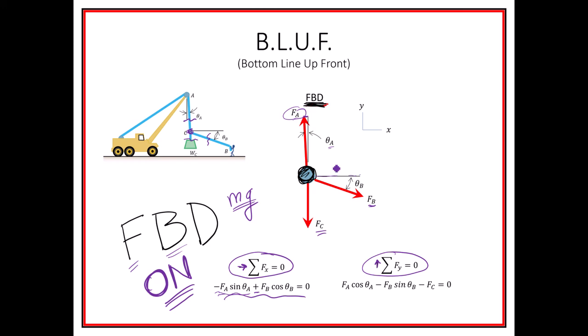Now, in the y direction, we could see that FA times the cosine of A, because now it's the adjacent one right there. And it's positive because it's up. We see that FB, it's going to be negative because it's going down, and it's the component that's opposite from the angle, so it's the sine of theta B. And then we have FC is completely in the negative direction.